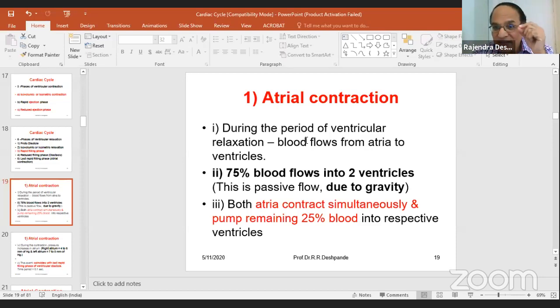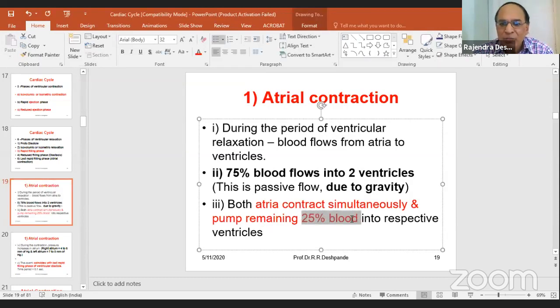But there is a last drop. The remaining blood is not coming from atrium to ventricle. So the atria say, okay, go down. So atria will contract. Try to understand, 75% of the blood flows into the ventricles. This is a passive flow due to gravity. But both atria contract simultaneously and pump the remaining 25%.